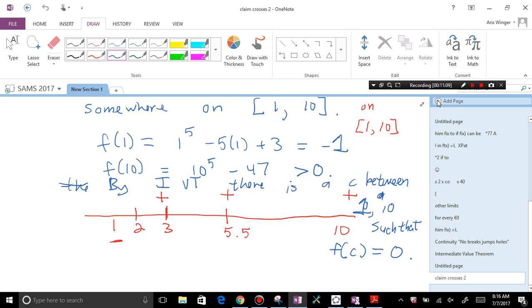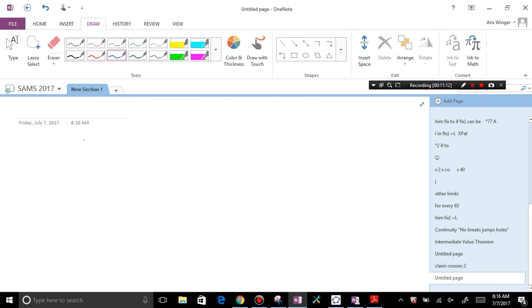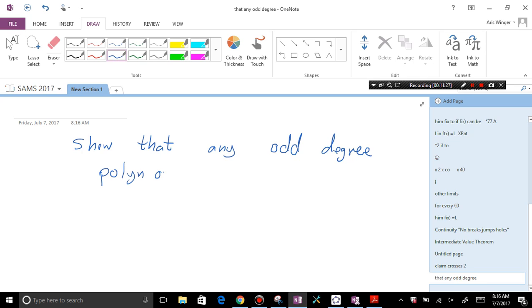Okay, there was an earlier question. Show that any odd degree polynomial on the real line crosses the x-axis.